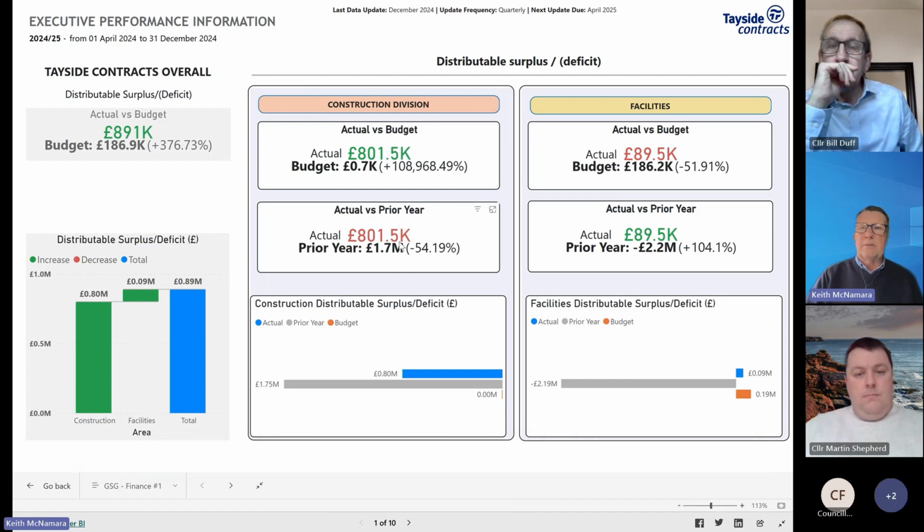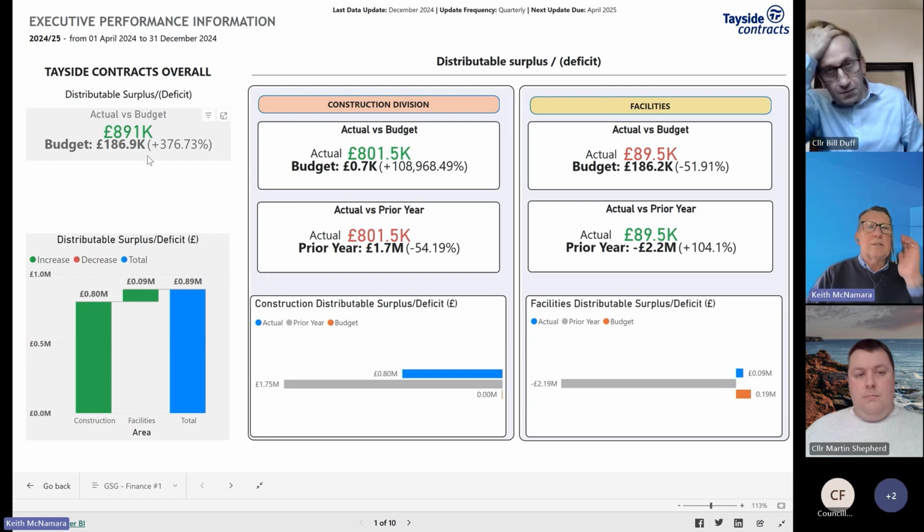Not as good as this time last year. So conversely, facilities less than budget. So that's a red, and the actual is better than it was last year. And then the overall figure on the left-hand side is what it is for the entirety of Tayside Contracts.